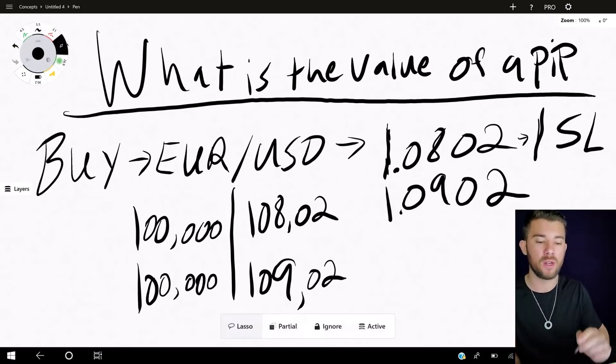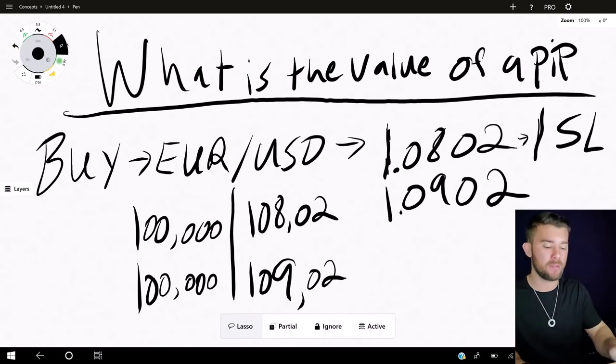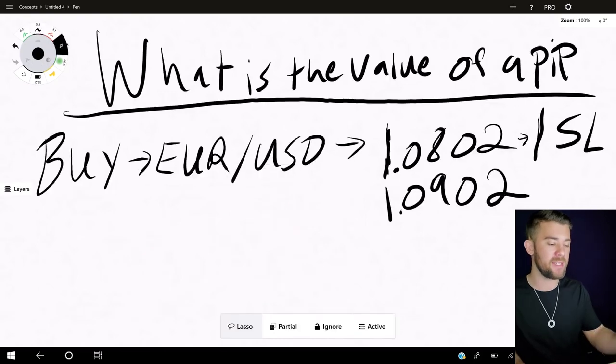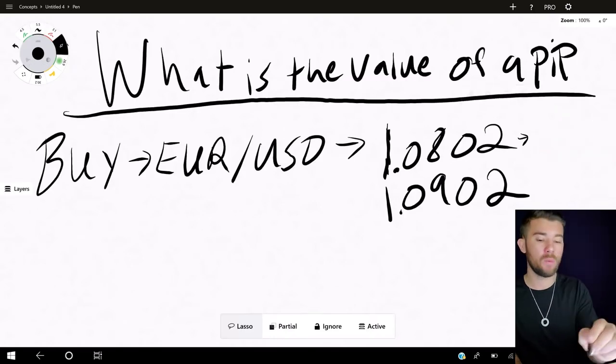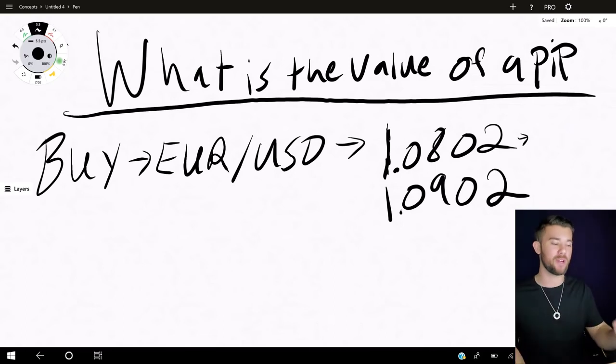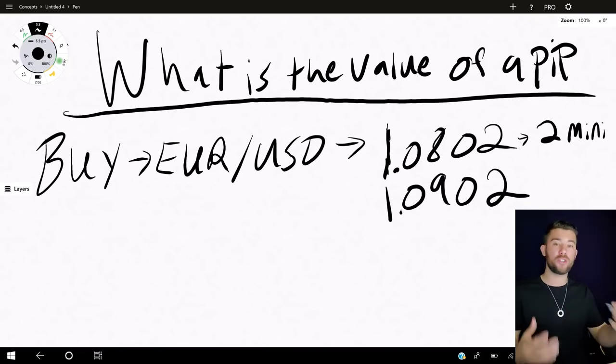Let's go into the way a pip works if you're trading a mini and a micro lot, just to make sure you have a solid grasp on this. We'll keep the math easy with a 100 pip move, except now instead of trading 1 standard lot, we're going to make it a little more difficult. Let's assume you want to trade 2 mini lots. So you're trading 2 mini lots.